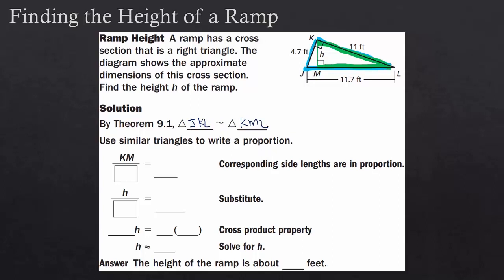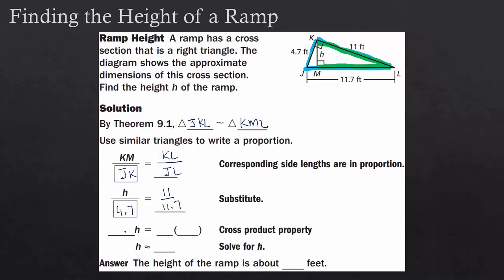Once I have this, now I can write my proportions. I know KM maps to JK, and since I use triangle KML on top of my first ratio, then I'm going to put triangle KML on my second ratio to create that proportion. In this case, I know the length of KL, so I'm going to say KL over JL. Once I do that, I fill in what I know and what I need to find. I know KM is H. I know that JK is 4.7. I know that KL is 11 and that JL is 11.7.